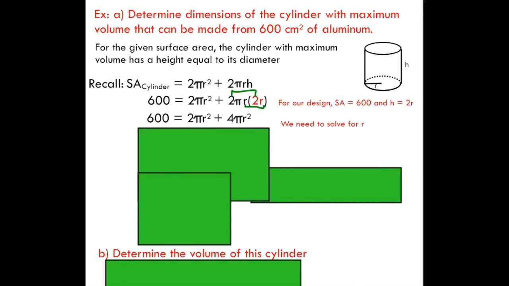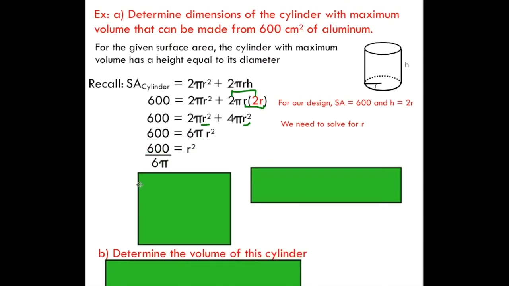Okay, so thinking back to collecting like terms, these are like terms. They both have an r squared. Pi is just a number, so I've got 2 pi and 4 pi. If I add these two together, I should end up with 6 pi, and I still have an r squared. Next thing we need to do is get r by itself. We're going to divide by pi, divide by 6, and our goal is to simplify this a little bit.